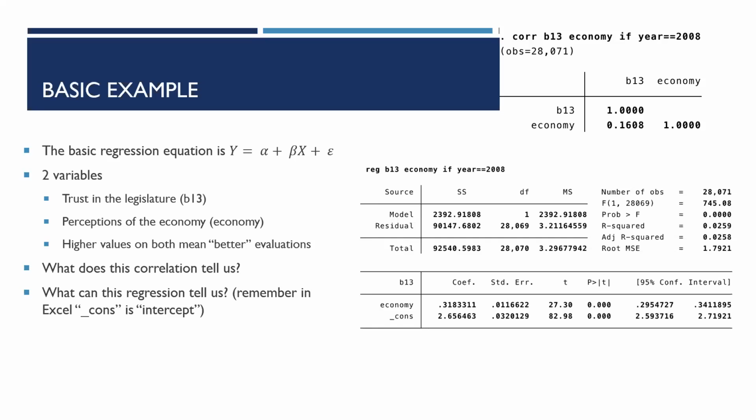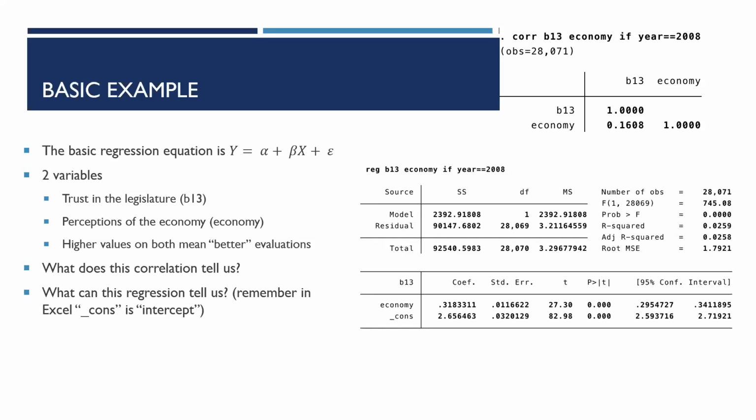I'm still here, still waiting. 0.318. How would we interpret that? Would it be for every unit increase of trust in the legislature, you have a unit increase of 0.318 of the economy? So I'll flip it around, but you're essentially right.